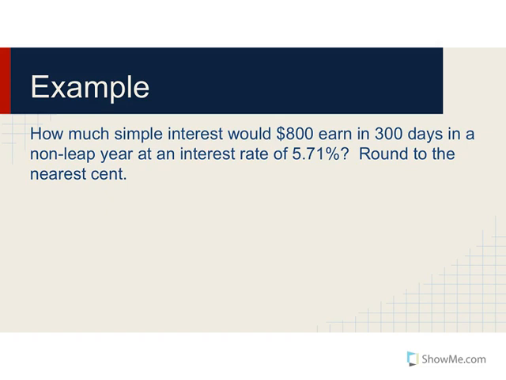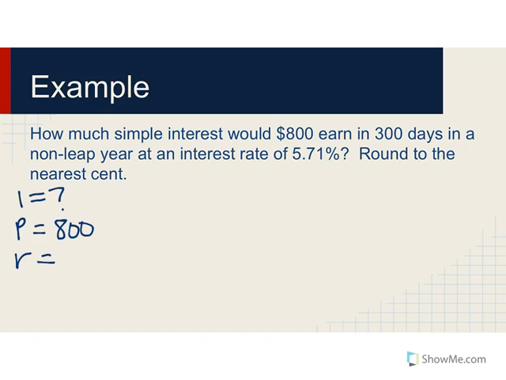Okay, so our next example: how much simple interest would $800 earn in 300 days in a non-leap year at an interest rate of 5.71%, and we're going to round to the nearest cent here. So again, we're going to go ahead and identify each of those variables. We have I that we are looking for, so we put a question mark for that. Our P is our principal. We are starting off, we want to know how much $800 is going to earn.